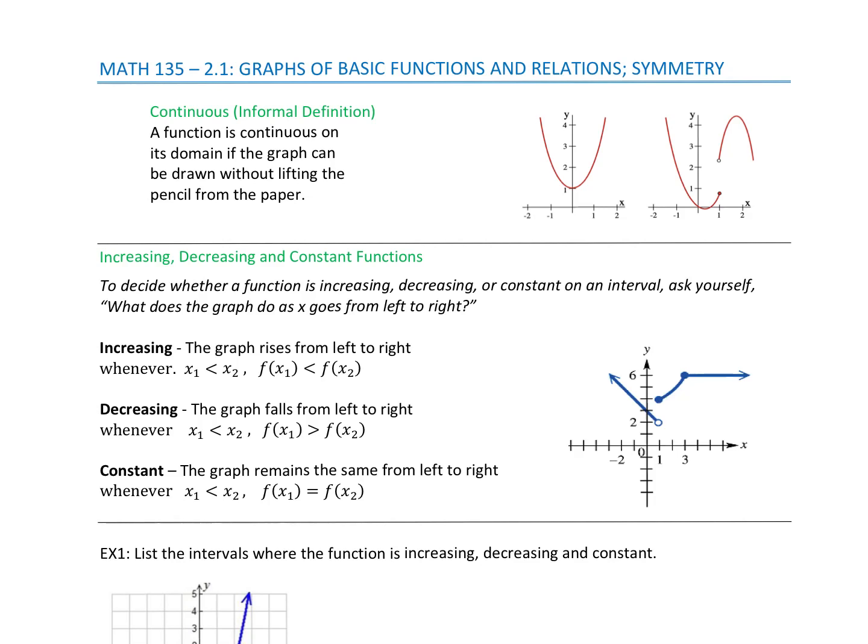All right, welcome to section 2.1, graphs of basic functions and relations in symmetry. Okay, so continuous, an informal definition. Basically, a function is continuous on its domain on the graph if it can be drawn without lifting the pencil from paper. For example, this one, I can draw it without having to lift my pencil.